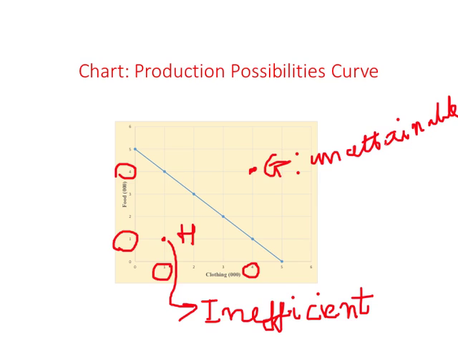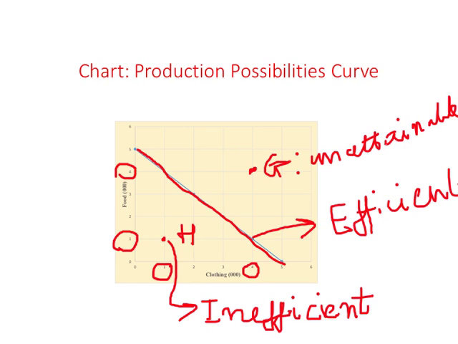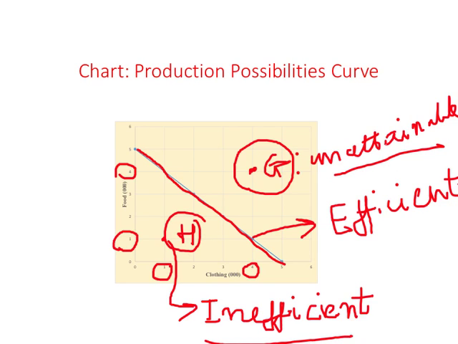So what do points on the PPC represent? You are producing the max amount given your resources and technology. So all points on the PPC are efficient points, or represent the max this country can produce given its resources. And once again, points to the right of the PPC, a point like G, are simply unattainable. A point to the left of the PPC, a point like H, is inefficient, and all points on the PPC are considered to be efficient points.